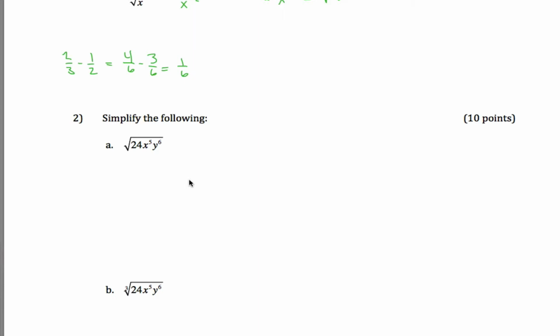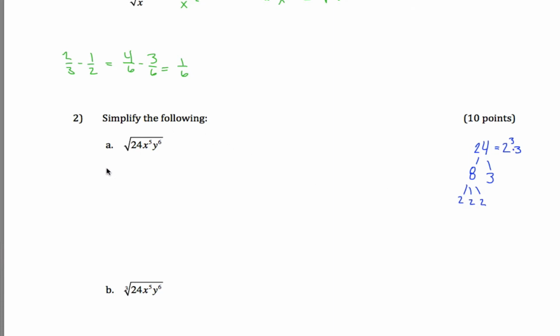Simplify the following. They're giving me 24x to the 5th y to the 6th, and asking me to find the square root and then the cubed root of that. Should look like this week's perfect problem. Probably what you want to do is figure out what 24 is. If you find its prime factorization, 24 is 8 times 3, and 8 is 2 times 2 times 2. So 24 is 2 cubed times 3 to the 1 power.